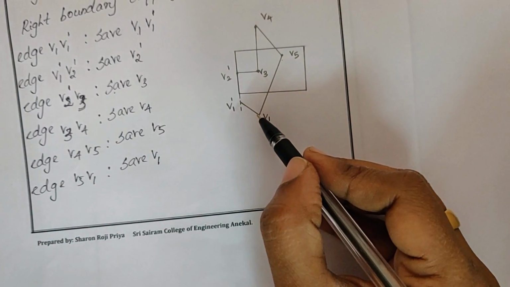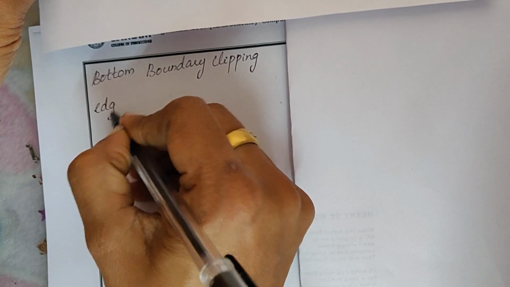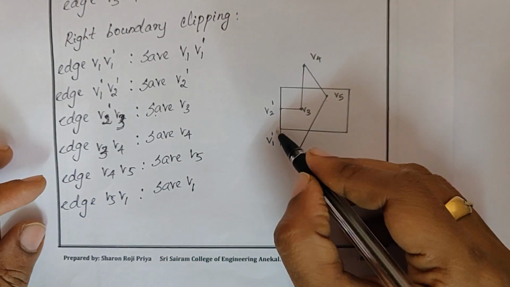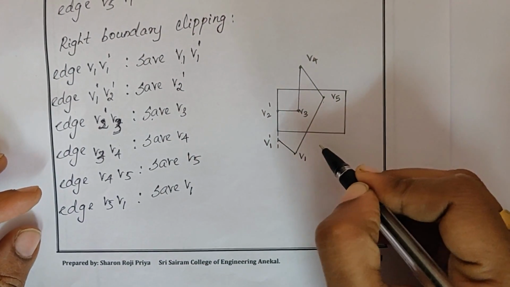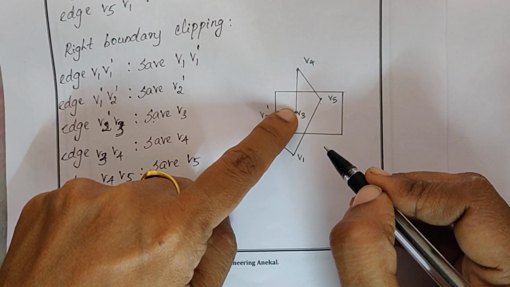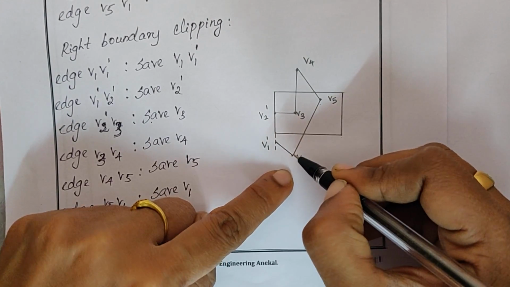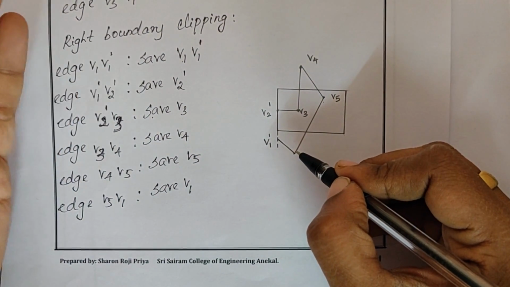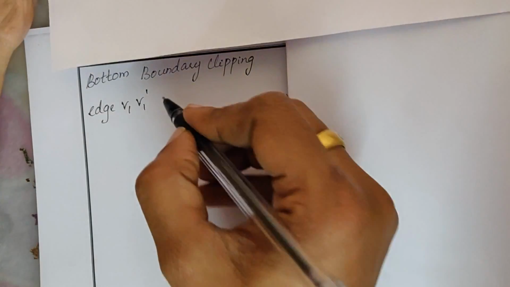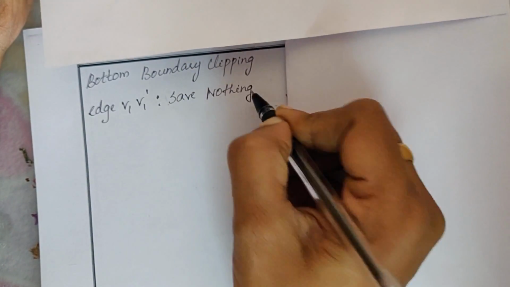So what will be my first edge? V1, V1 dash. Now this is my clipper bottom boundary, and now check whether both the vertices are inside or outside my bottom boundary. Both the vertices are outside of my bottom boundary. If both vertices are outside, I should not save anything. So here it is, save nothing.